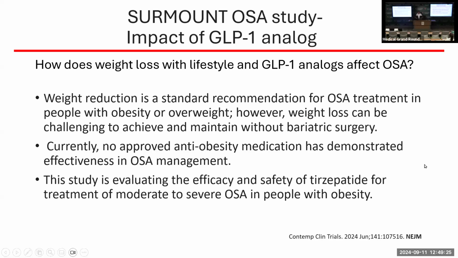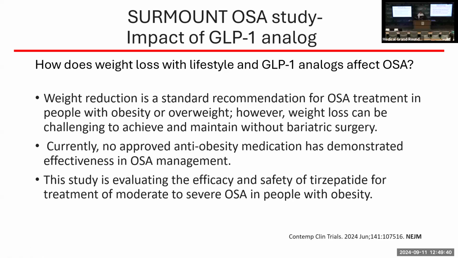Now, this was a study that came out recently in June of 2024. It's the SURMOUNT-OSA study where they tried to find out the impact of GLP-1 analog treatment in patients with obesity and obstructive sleep apnea.